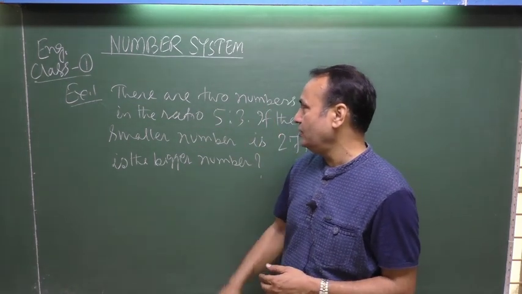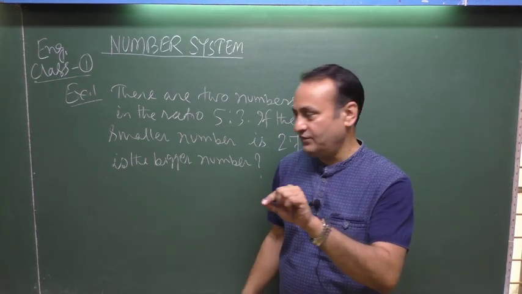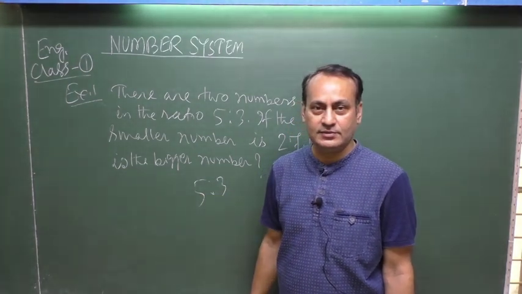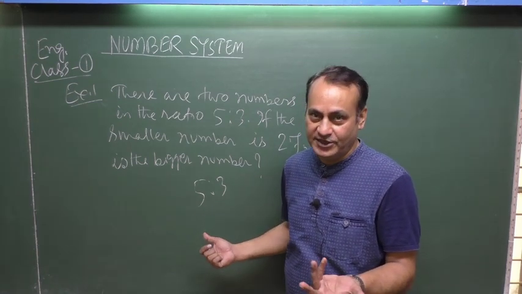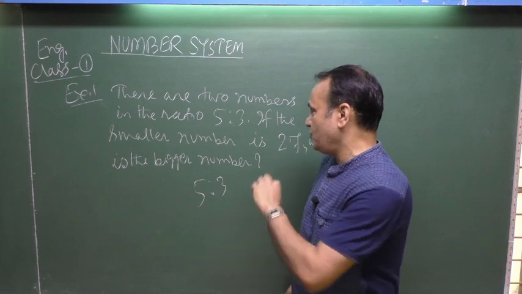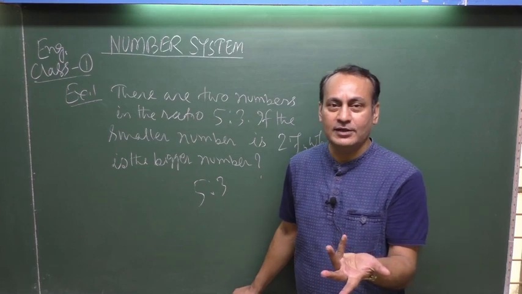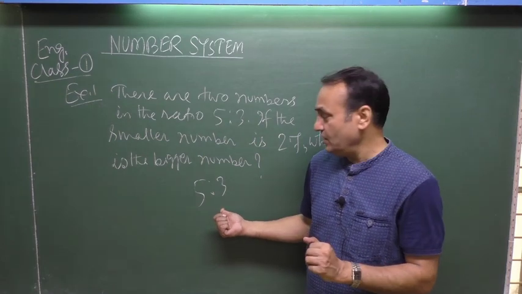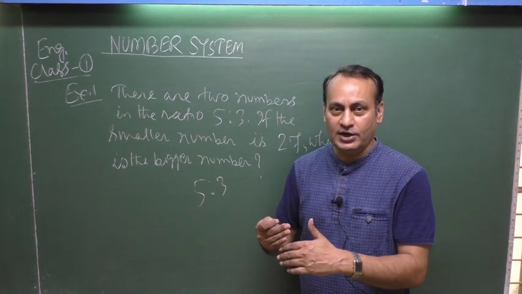There are two numbers in the ratio 5:3. That means if this is 5 units, this is 3 units. The question says in the next sentence, if the smaller number is 27, that means point out which one is the smaller among these two, 5 and 3. This is the smaller number. And these are called only units.